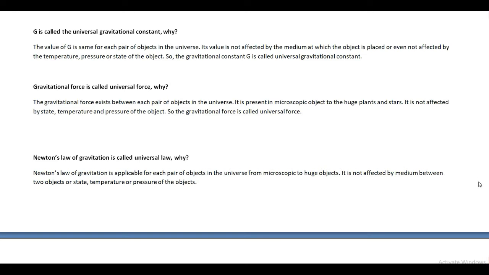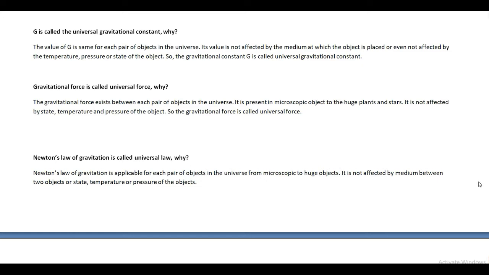That means whenever two objects are there and there is gravitational force, we have to use the universal gravitational constant, and this value of G can be applied for every pair of objects in the universe. It is not affected by the medium in which those objects are located, and it is not affected by the temperature, pressure and state of the object as well. So the constant G, the proportionality constant, is called the universal gravitational constant.